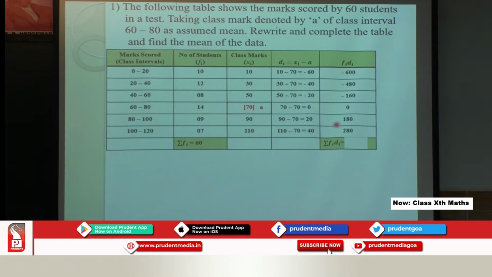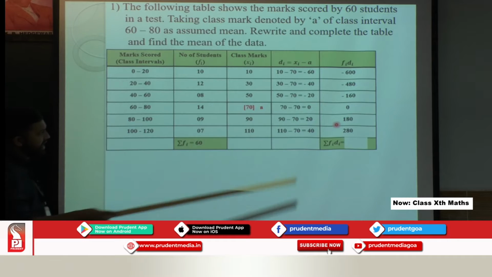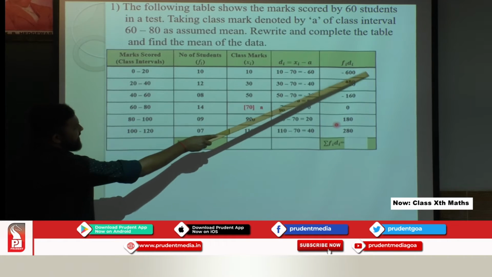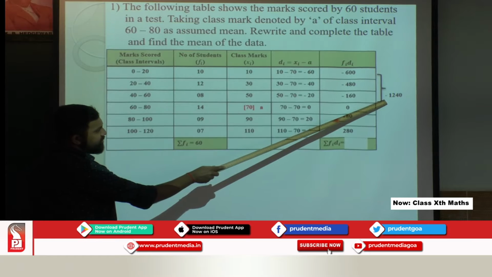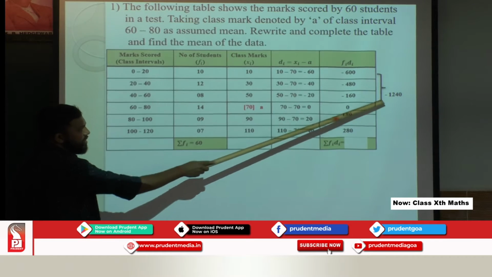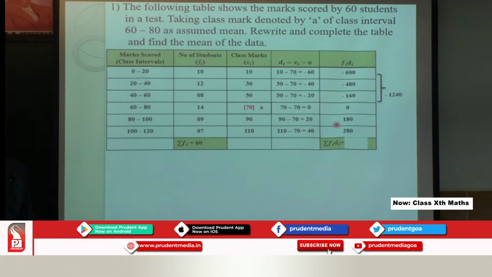Now what is the next thing we have to do? We have to add all the numbers. Now what I did is, I have added these sets of numbers first. The negative numbers I am adding first. And since there is an odd number of negative signs, the final answer will be negative. Odd number of negative signs means the final answer will be negative. And what I got as the total? I got the total minus 1240.